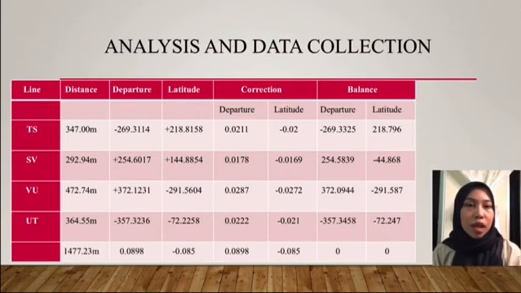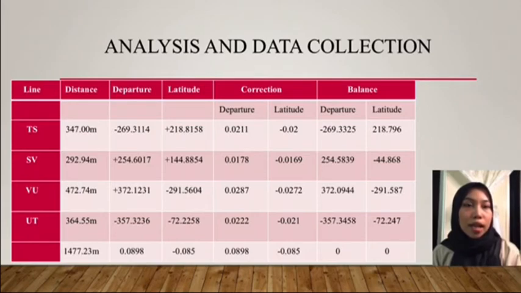And for line SV, distance 292.94 meters, departure positive 254.6017, latitude positive 144.8854. Correction for departure is 0.0178. Correction for latitude is negative 0.0169. Balance for departure is 254.5839. And balance for latitude is negative 44.868.